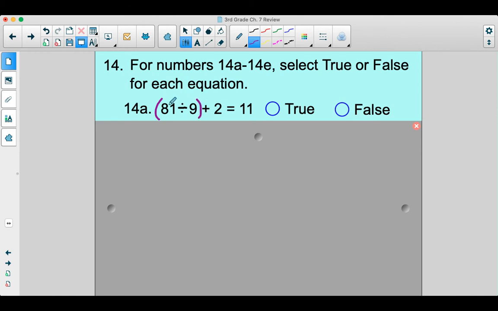Division comes first, right? So let's put a little hug around this. So 81 divided by 9. Well, 9 times 10 is 90. So I know 81 divided by 9 is going to, the answer will be close to 10, but it won't be exactly 10. It's going to be 9. 81 divided by 9 is 9. Plus 2 is 11. Okay, so that's true.